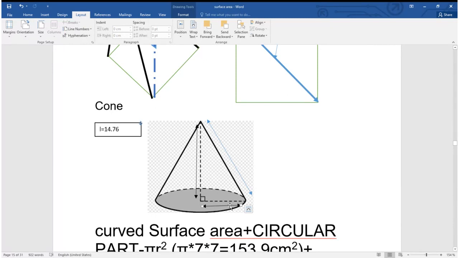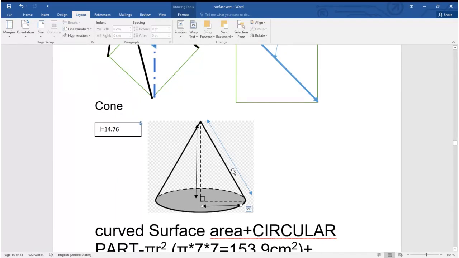So when testing you, the examiner knows that when you are finding the curved surface area, you don't require the perpendicular height. You require the slant height. But the examiner is just going to give you the height and the base so that you can calculate the slant height.